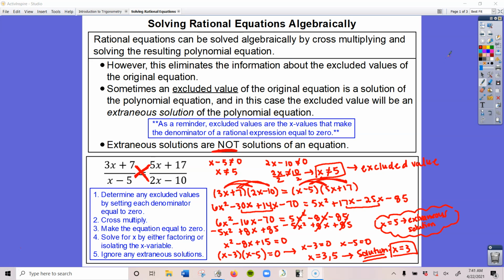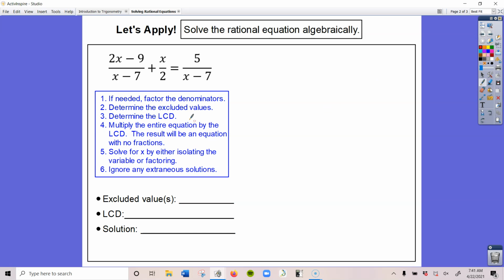Now let's look at another example where we would not be able to cross multiply. Here we have (2x minus 9) over (x minus 7) plus x over 2 is equal to 5 over (x minus 7). Because here we have an addition problem, we would not be able to cross multiply because we would first need to add this together and then you can cross multiply. However, there is a shortcut to that. But before I show you the shortcut, we have to determine what our excluded values are.